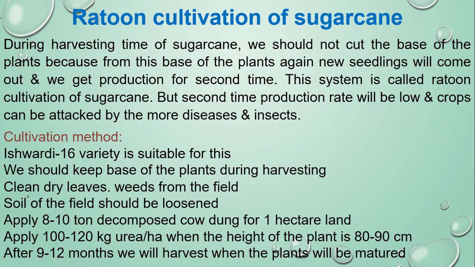So that means we have to follow all the cultural practices like the first-time cultivation in the second time, but the production cost, the fertilizer cost, the insect cost will be less than the first time, but the production will be a little bit lower than the first time.